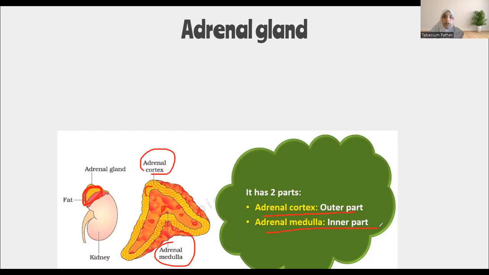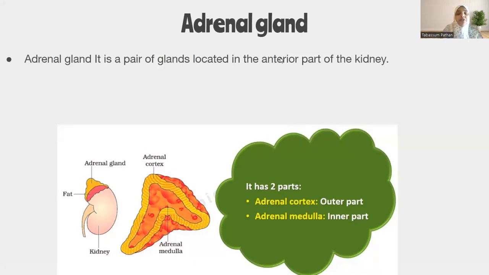Why do we need to distinguish this? Because the outer part secretes a set of hormones which is different from the secretions of the adrenal medulla. Okay, and adrenal stands for the word kidneys. So the gland which is located onto the kidney. So the adrenal gland is a pair of glands located in the anterior part of the kidney. This is only the one kidney that is shown in the figure. Obviously, you have two kidneys, and both the kidneys will have these suprarenal glands. You also call them suprarenal glands or adrenal glands.